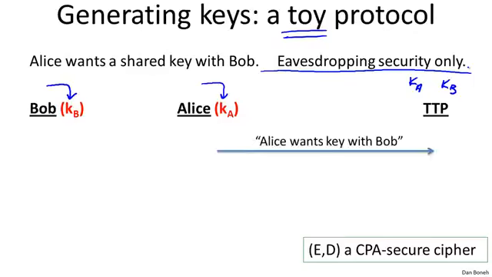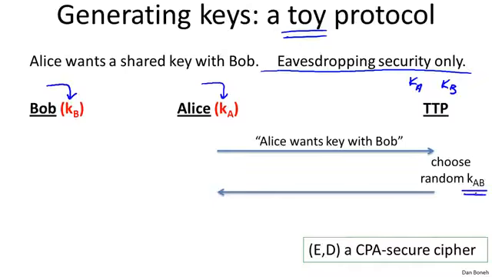Alice is going to start by sending a message to the trusted third party saying, hey, I want a secret key that's going to be shared with Bob. What the trusted third party will do is it will actually go ahead and choose a random secret key, KAB. So the trusted third party is the one who's going to generate their shared secret key. And what it will do with this key is the following. It's going to send one message back to Alice, but this message consists of two parts. The first part of the message is an encryption using Alice's secret key, using the key KA of the message.